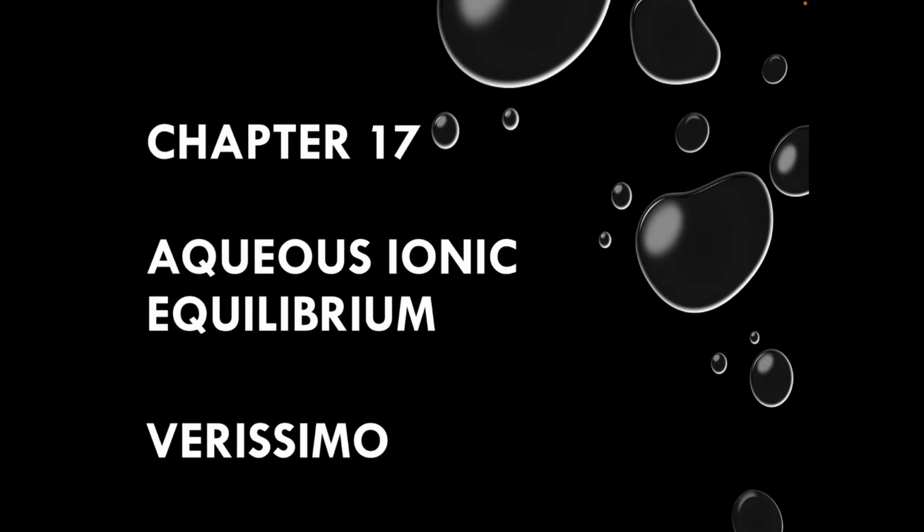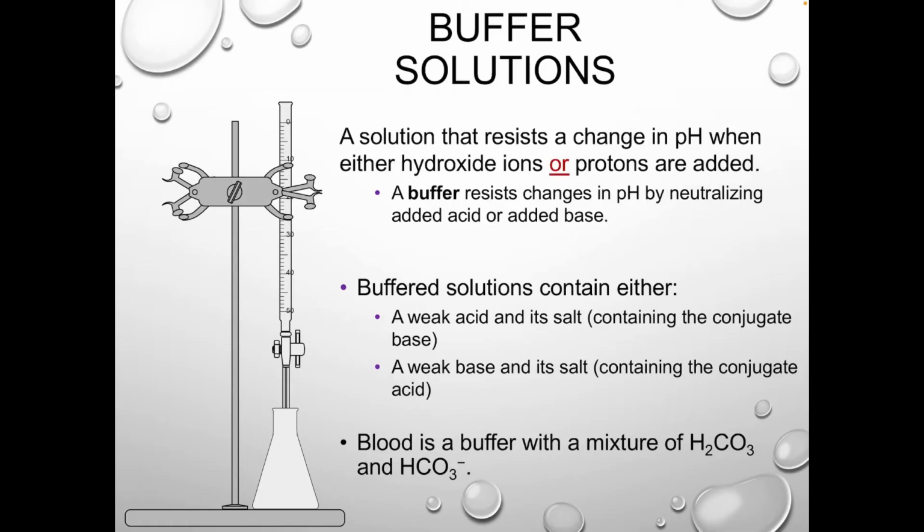Buffers are going to be made up of weak acids and their conjugate bases, or weak bases and their conjugate acids. And buffer solutions are really great because they can mitigate changes in pH so that the pH will stay the same even if you add a little bit of acid or add a little bit of base. A really good example of a buffer that you'd be familiar with is your blood. Your blood works to keep your body at approximately the same pH all the time. So that's what we're going to cover today.